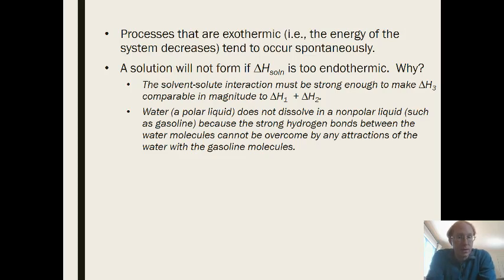But that doesn't mean that endothermic solutions, positive delta H solutions, will never dissolve. A solution will not form if delta H solution is too endothermic, and that is really, really key. It means that if I have a large positive delta H solution, a large positive value, the solvent-solute interactions are not very strong, right? So not nearly as strong as the solute-solute or the solvent-solvent interactions. Example here: water, a polar liquid, does not dissolve a nonpolar liquid like gasoline.